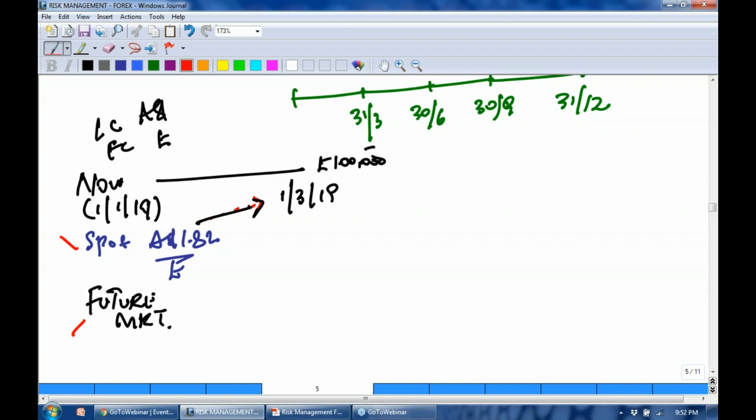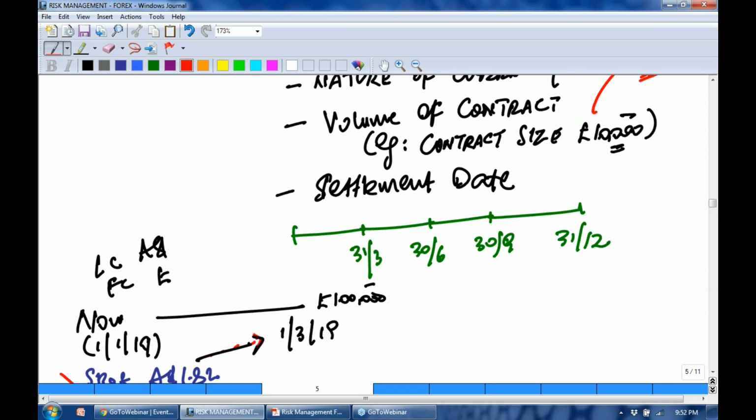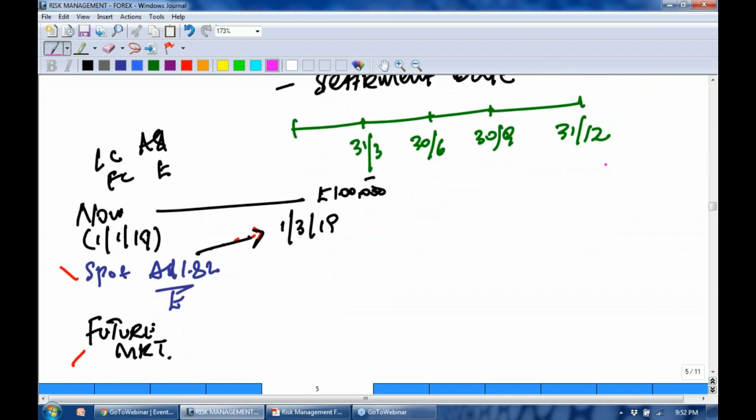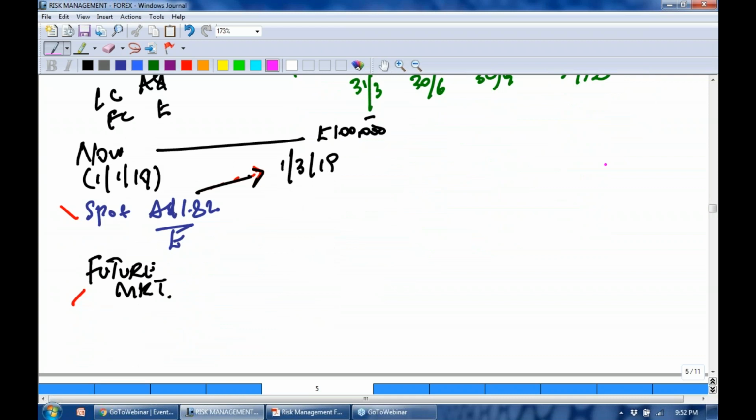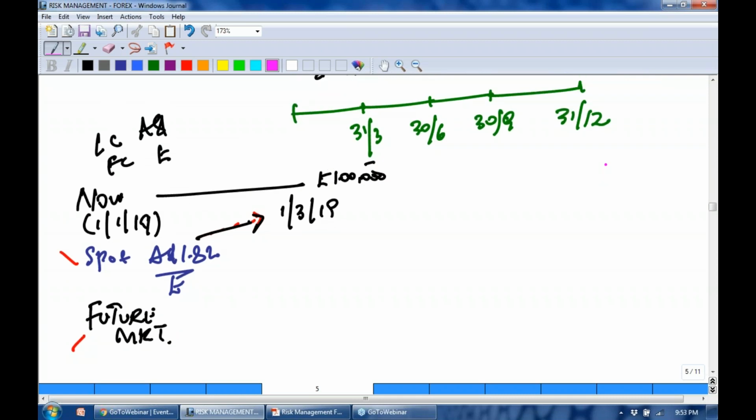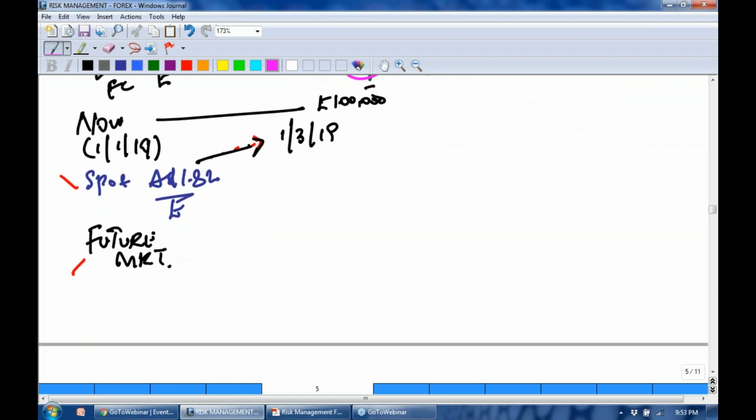Number one, how many contracts do I need to make? If the contract size is 10,000, I have to make future contracts of 10,000. Number two, at a time there are four markets. For example, this is the most critical moment: if the future market says March futures 1.9, Australian dollar 1.9 per sterling.